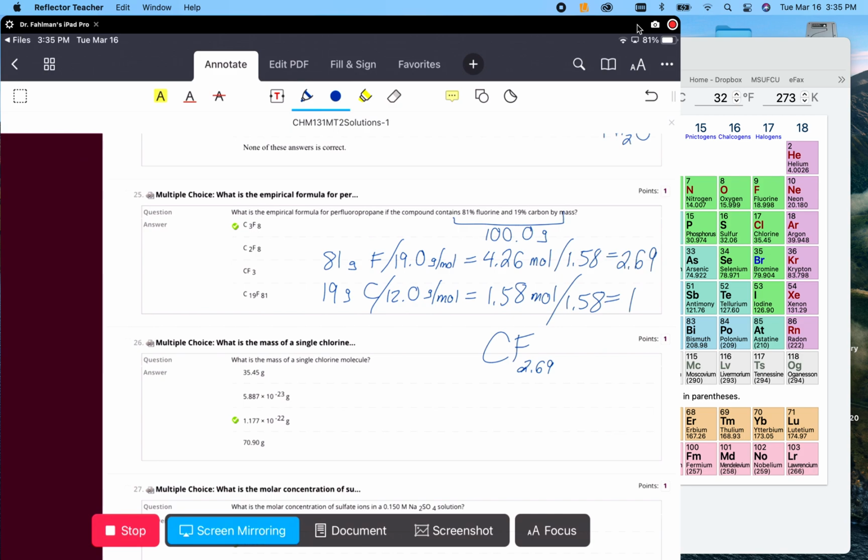And so this number is pretty close to like 2.66. So let's multiply both by 3. Both by 3 will give you C3F. So we do 2.69 times 3. That is 8.08, which is pretty well 8. So C3F8 is the empirical formula.